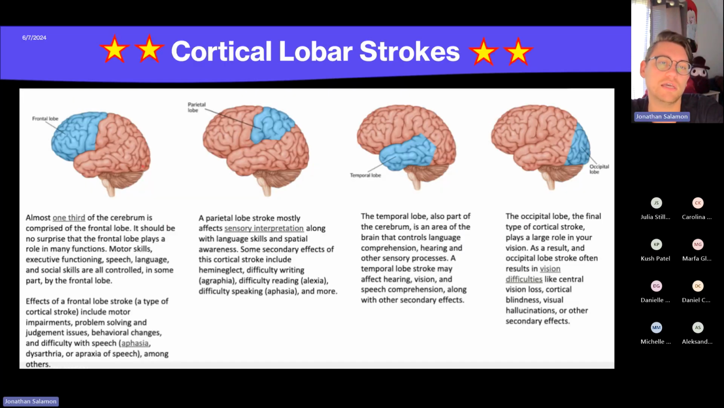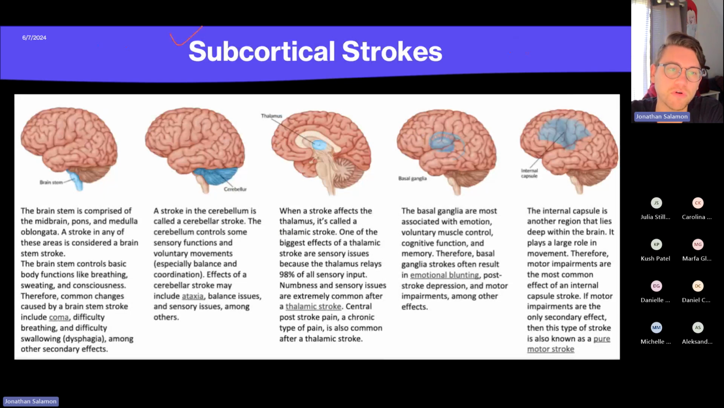We don't really need to go over this. You guys remember this pretty well, right? ACA territory, MCA, right? Just remember the ACA, MCA. Know what the parts of these do. That is nine times out of ten the question they'll be asking you. Know the aphasias. Also, there are subcortical strokes, right? Brainstem strokes, cerebellar strokes, basal ganglia strokes, internal capsule strokes.